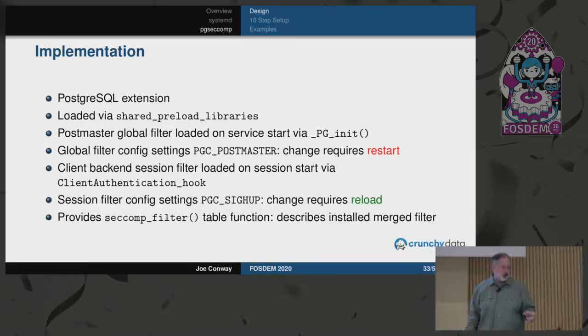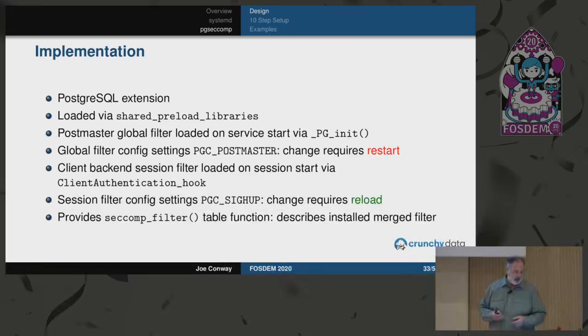There's a global config setting, which is the postmaster level, and it requires a restart. The client settings are done through something called the client authentication hook, which happens immediately after the client authenticates, but before the client gets access to the session. So it's before any user input is taken. The client filters require a reload, not a restart, which is kind of important if you want to be able to modify the client settings as the administrator without having to restart your whole database. Now again, someone may complain and say it would be more secure to require a restart. I found that kind of hard to work with. I think this is good enough. This is still version one of this, so maybe I could be convinced otherwise later on, but for now that's the way it is.